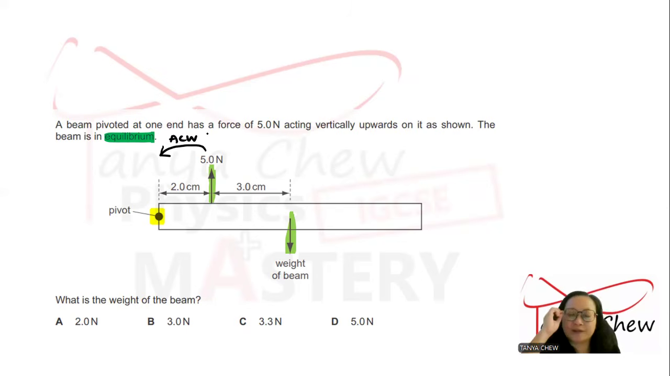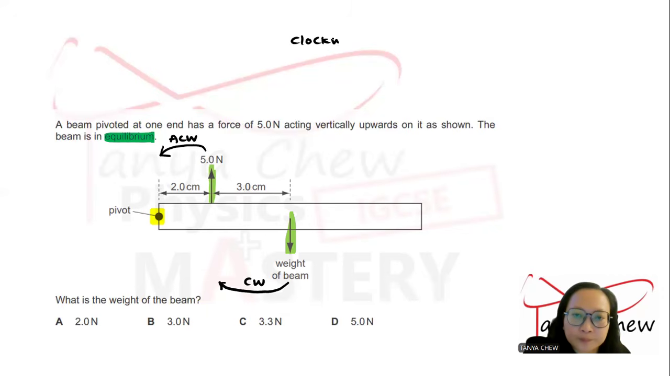This force produces anti-clockwise moment. So the weight of the beam, which is acting downwards, going down while seeking for the pivot, causes clockwise moment. Then just form your equation.